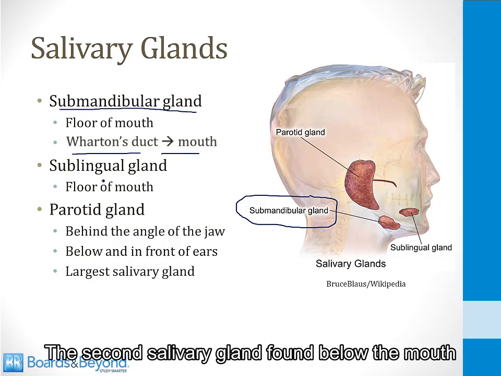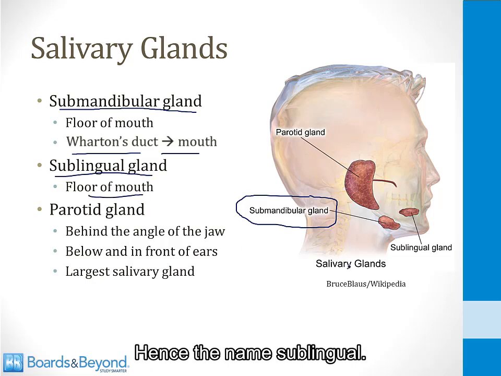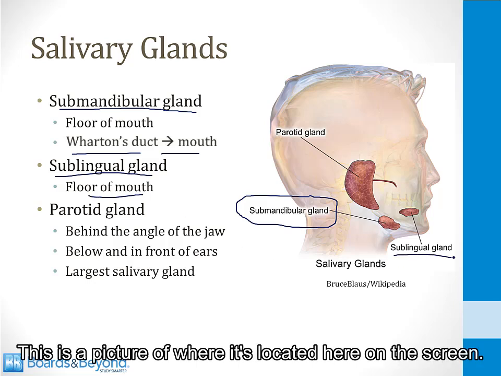The second salivary gland found below the mouth is called the sublingual gland. This is found on the floor of the mouth below the tongue, hence the name sublingual. This is a picture of where it's located here on the screen.